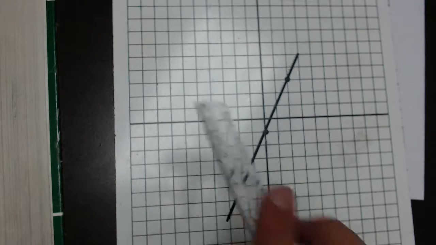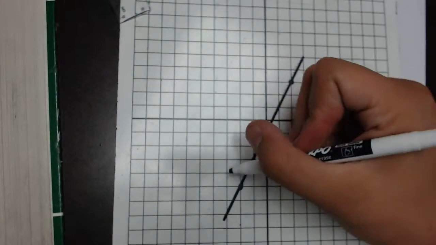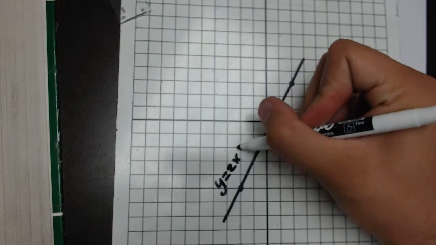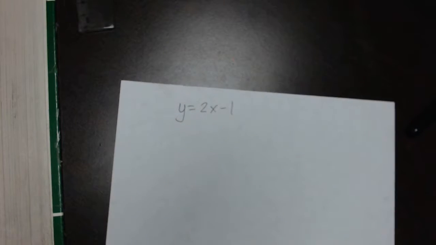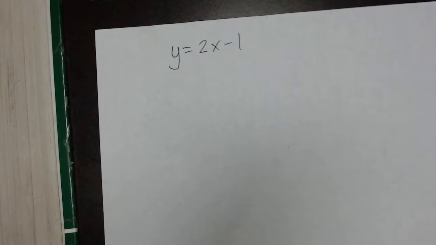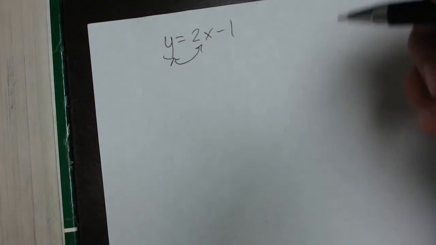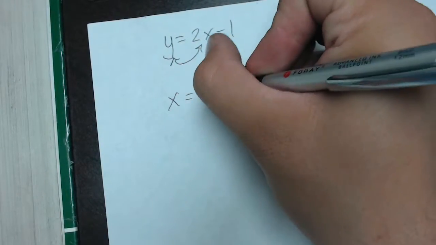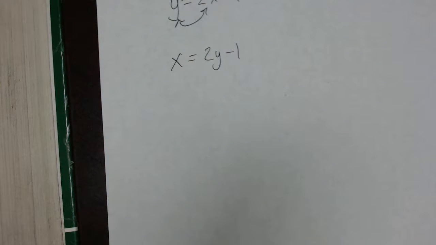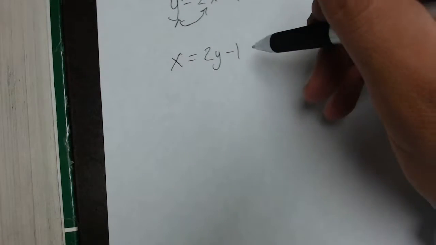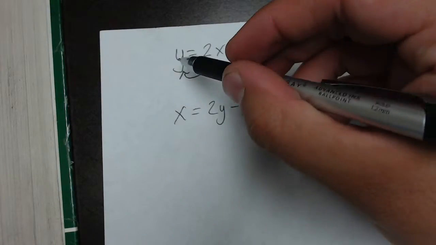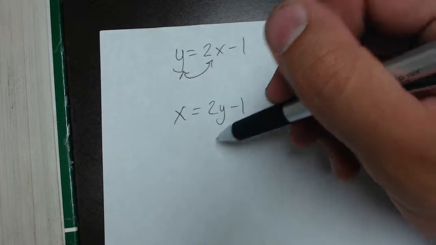So let's talk about an inverse function. So this is y equals 2x minus 1. We'll put this off to the side for a second. Now, to find an inverse function, all we have to do is we take our function y equals 2x minus 1, and we switch the x and the y. So I rewrite this equation as x equals 2y minus 1. Now, after I've switched places, I want my function to be set equal to y, right? So all I have to do is solve for y again.